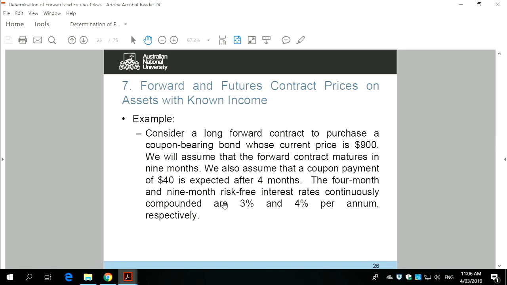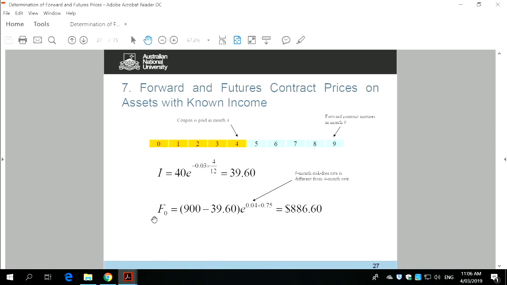All right? And you are also told the current spot price for this bond is 900. So 900 subtract the present value of that income, and you bring it forward. So here, 9 months. This 0.75 represents 9 months, 9 over 12, that's 0.75. You bring it forward 9 months, and you get the forward price on that coupon-bearing bond.